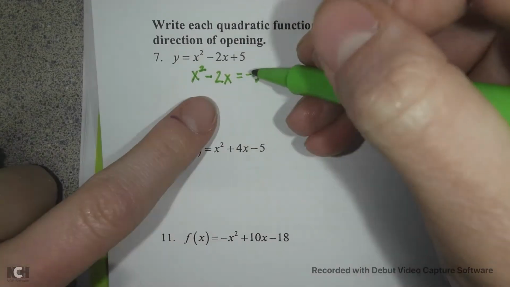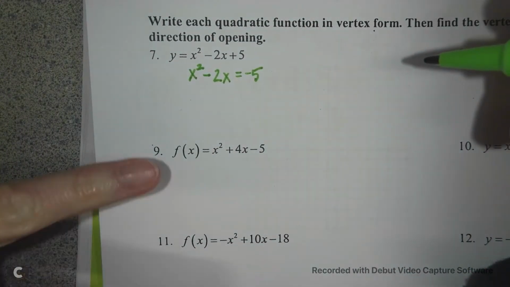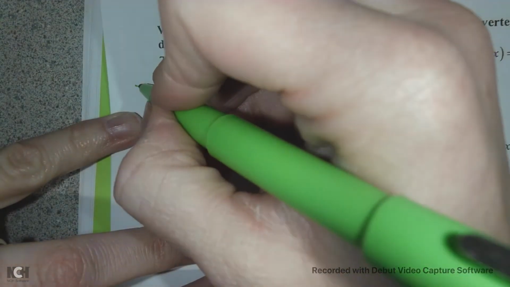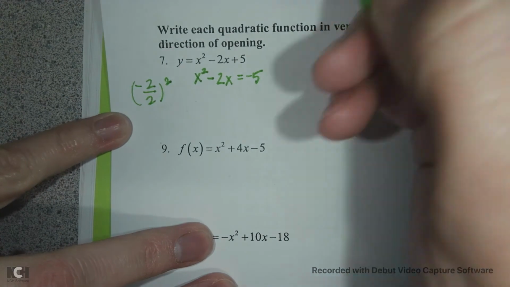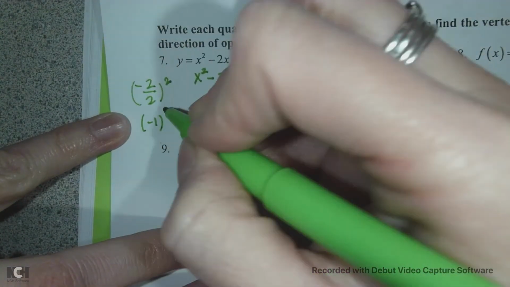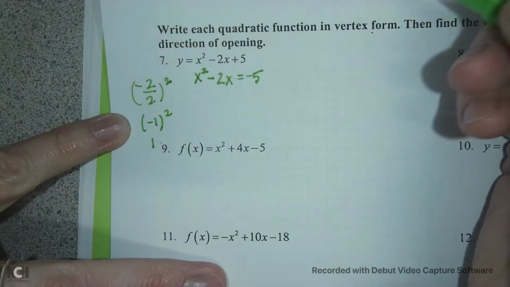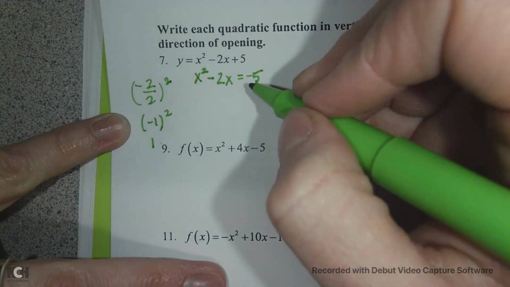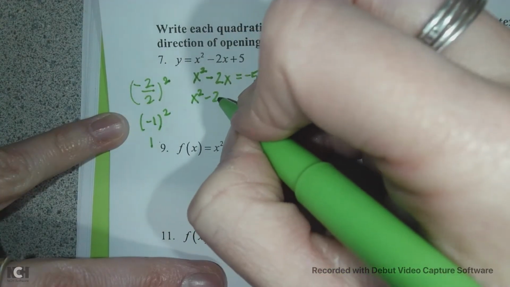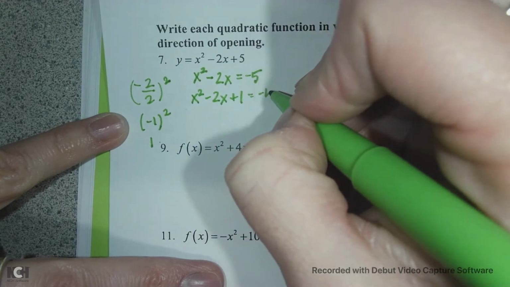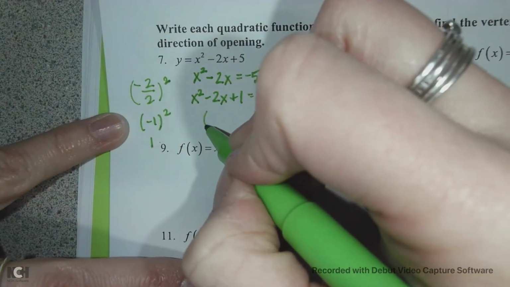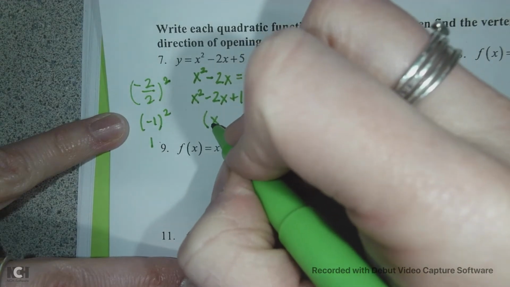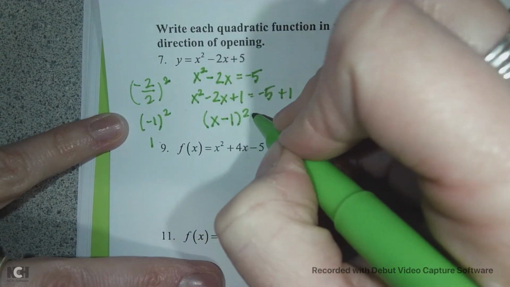Okay, again, you don't have to do this. So now I'm going to complete the square. I want to do negative 2 divided by 2 and then square that answer. Negative 2 divided by 2 is negative 1, and negative 1 squared is 1. So I'm adding 1 to each side. So I have x squared minus 2x plus 1 equals negative 5 plus 1. But I know that this really factored is x minus 1 squared.